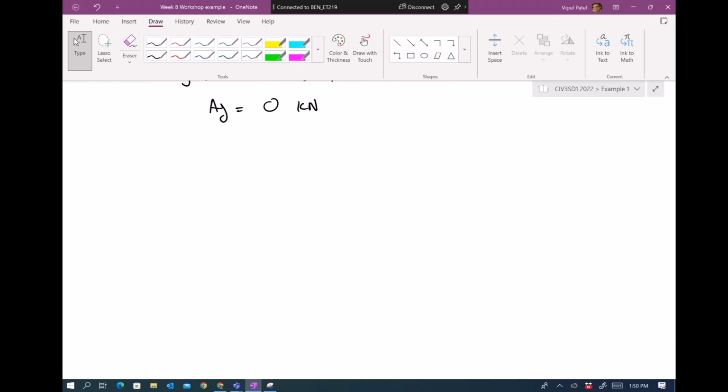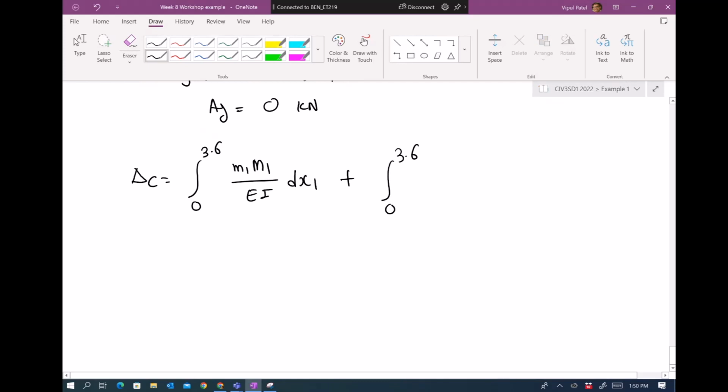All right, anyway, now we've done this. Now I think the equation for delta C would be the integral from 0 to 3.6 of M1 small m1 over EI dx1. I also need to answer how we get the radian. Do you remember that last week? I solved that one as well. At the end, I will show you that one. And then again the integral from 0 to 3.6 of small m2 capital M2 over EI dx2. This is the equation for virtual work, I think.